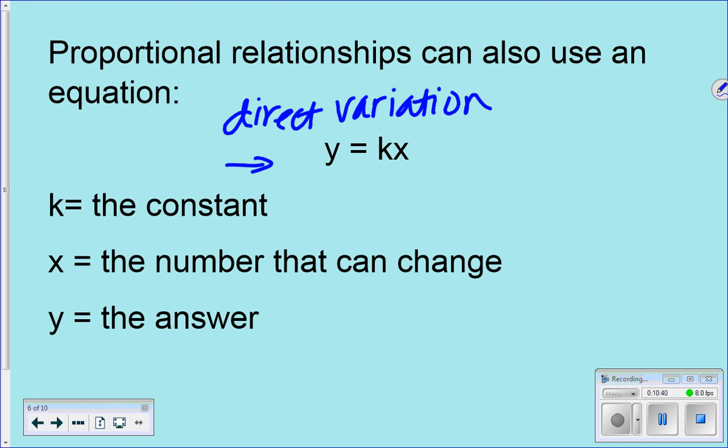You've already started doing this, you just didn't know it. K is the constant. So in this case, the constant, x is the number that can change, and y is always the answer. Now let me show you how this works. Like I said, you've already been doing it, you just haven't put it on paper.